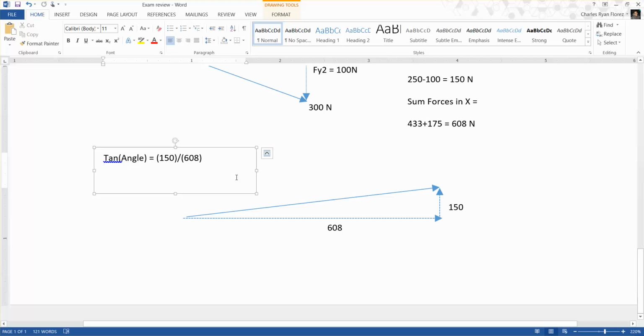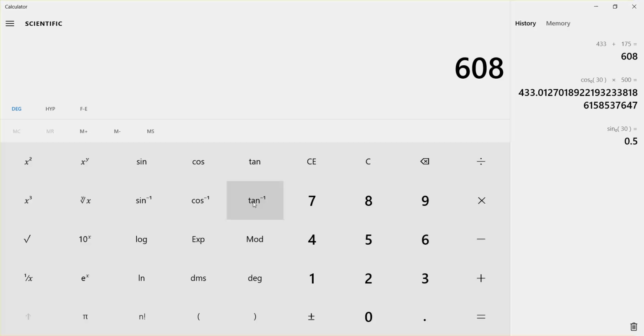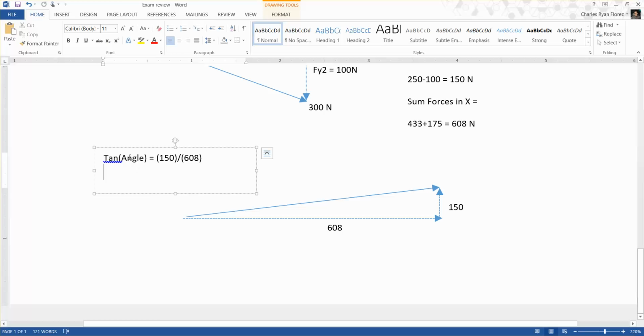In order to do that, we have to take the inverse tangent. Pretty much any scientific calculator has it. When you take the inverse tangent of everything here, you cancel out the tangent, so you'll be left with angle equals the inverse tangent of 150 divided by 608. You can do this easily in your calculator. You don't necessarily have to understand what it means now, but in order to solve for this angle, you will need to calculate an inverse of a trigonometric function.